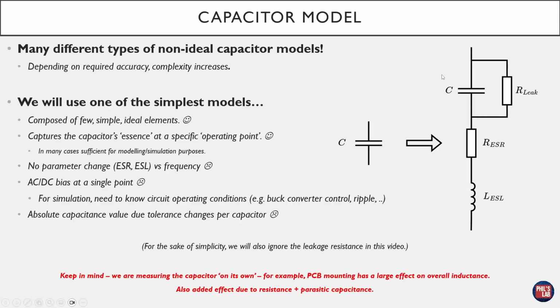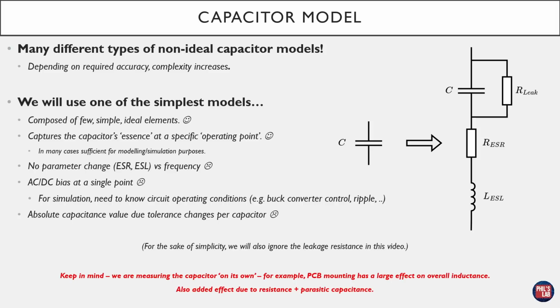This is great because we can just use RLCs, so ideal circuit parameters combined together to form a non-ideal capacitor model. This specific capacitor model captures the essence at one specific operating point. So we have a fixed value for C, we have a fixed value for the ESR, ESL, and so on. Again, in many cases this is sufficient if you know and if you simulate your circuit at that specific operating point. For example, for a buck converter, that might be a specific output voltage, a certain switching frequency, a certain control loop bandwidth.